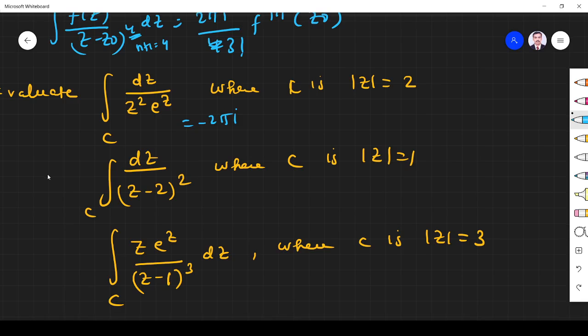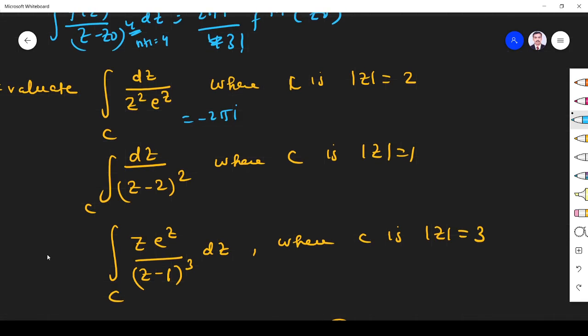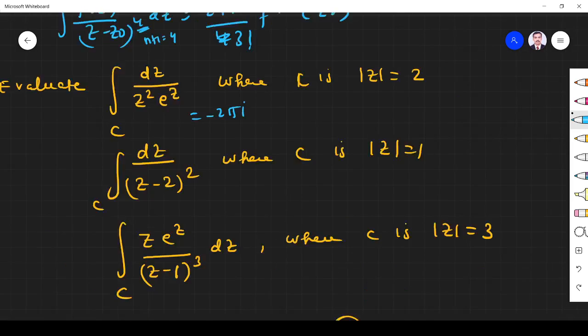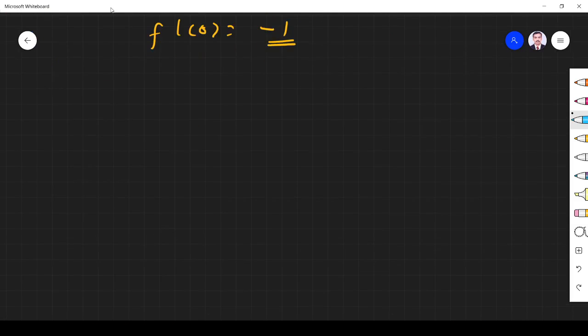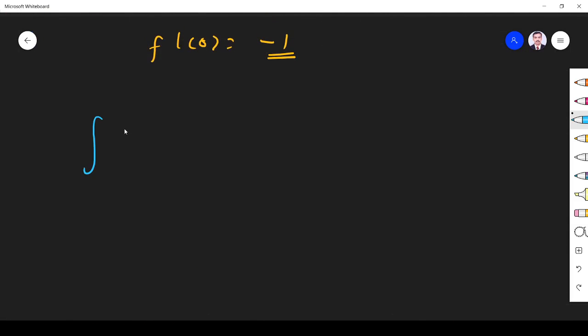Second problem is the integral of dz by (z minus 2) whole square, right? With mod z is equal to 1. So the integral of dz by (z minus 2) whole square over mod z is equal to 1. So it is power 2, so Cauchy's integral formula for derivatives.